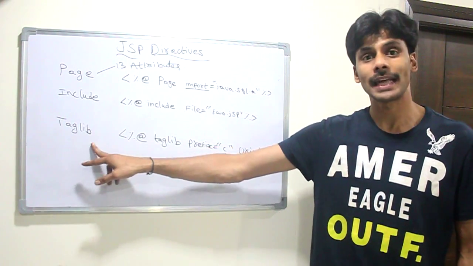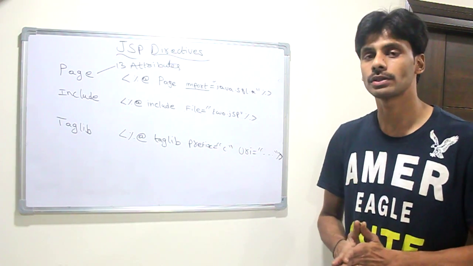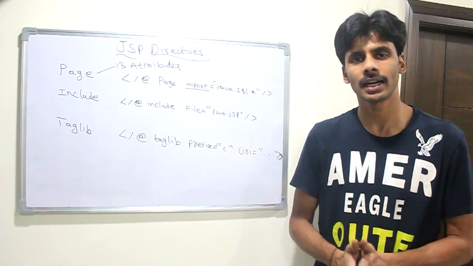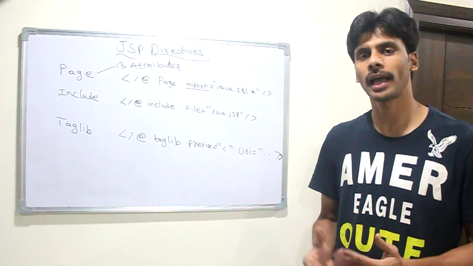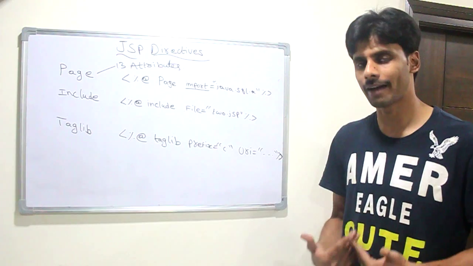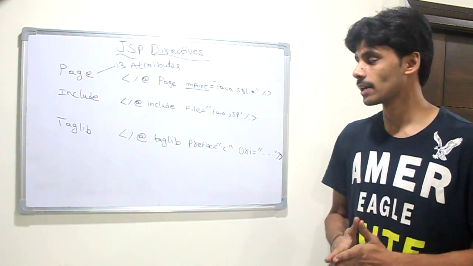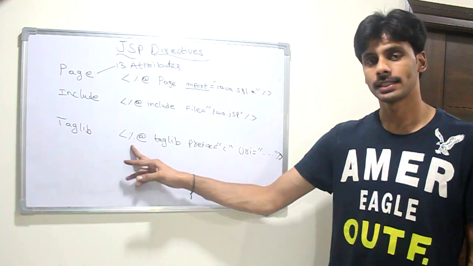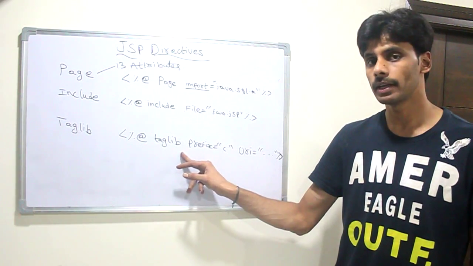Then the last one is the taglib, which is a powerful directive that allows us to use JSTL, the Java standard tag library tags, or custom tags developed by a third party, or even custom tags developed by us. Again, the same less than symbol, percentage, at. Taglib is the directive name.